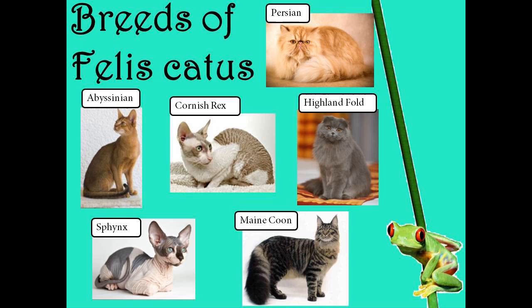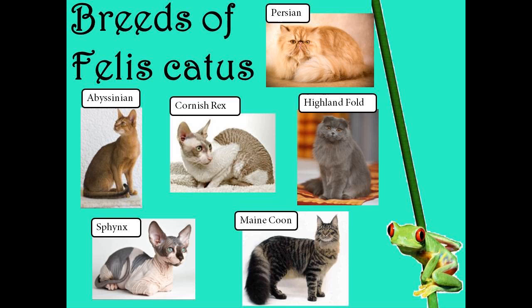They're about 20 pounds. Persians, this is a very overbred Persian. I personally don't think this is a good idea. It's not very healthy for the cat, but you can see his nose is almost under his eyes. And then the Highland Fold, you can see his ears are folded over.